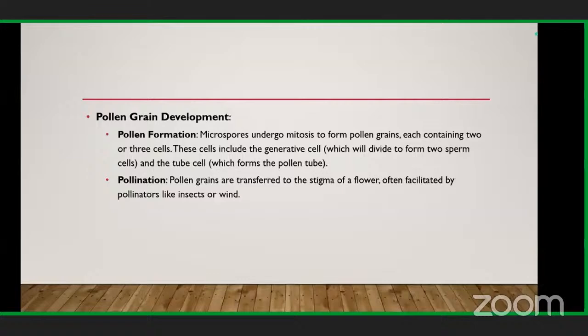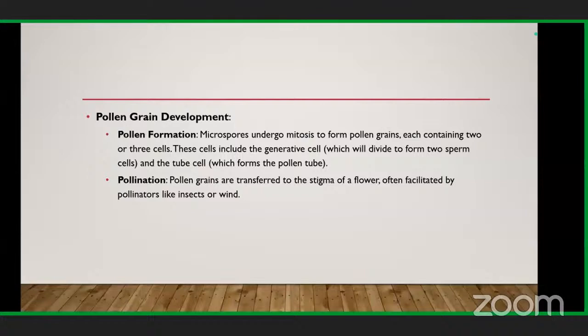Next is pollen grain development. For pollen formation, microspores undergo mitosis to form pollen grains. So microspores go through repeated division and pollen grains are formed, each containing 2 or 3 cells. These cells include the generative cell, which will divide to form 2 sperm cells, and the tube cell, which will form the pollen tube. Basically the pollen grain contains 2 cells: one is the generative cell and the other is the tube cell.